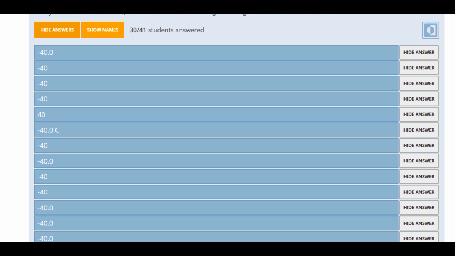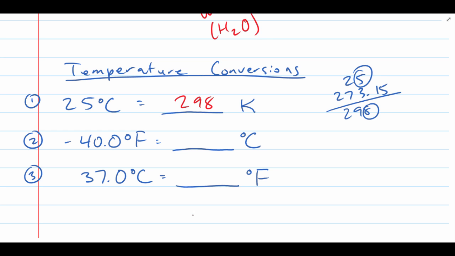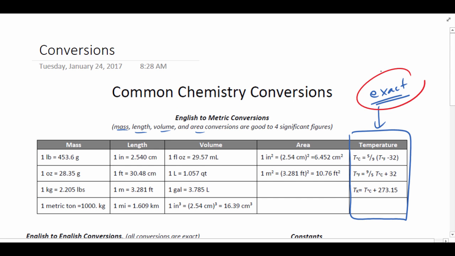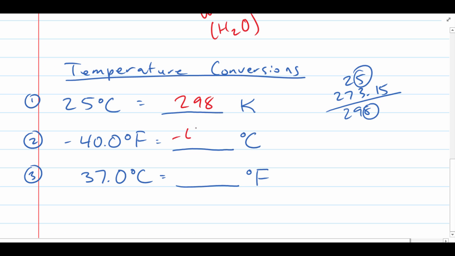Negative 40.0. And that, of course, is because the temperature conversions, we said that these temperature conversions are exact. So we're taking it out to the 10th. We wind up going out to the 10th here on these. We do, of course, follow our order of operations, but you're going to wind up with a negative 40.0 on this one here. And then the last one, 37.0 degrees Celsius.